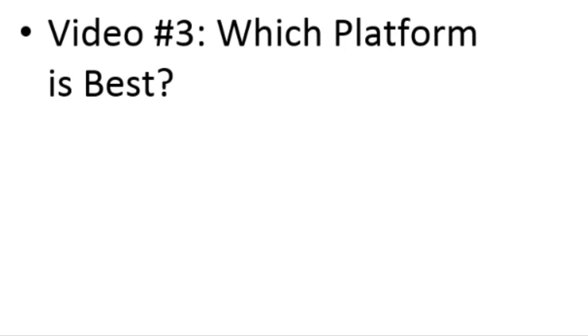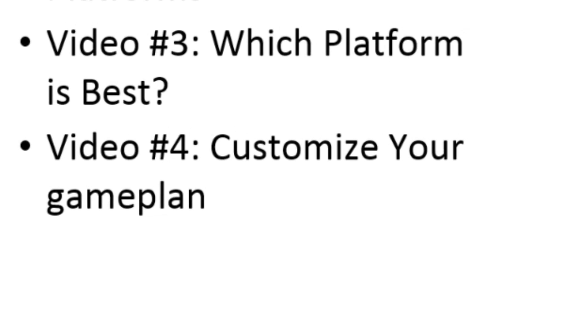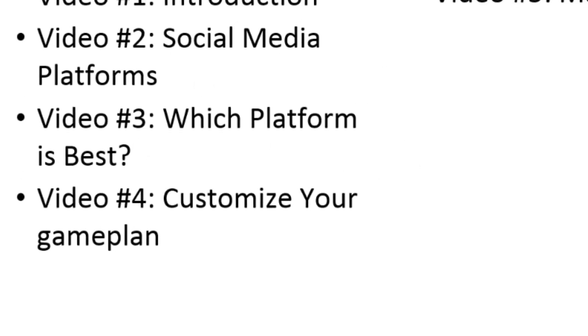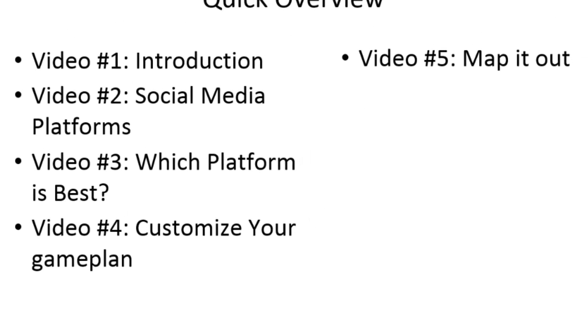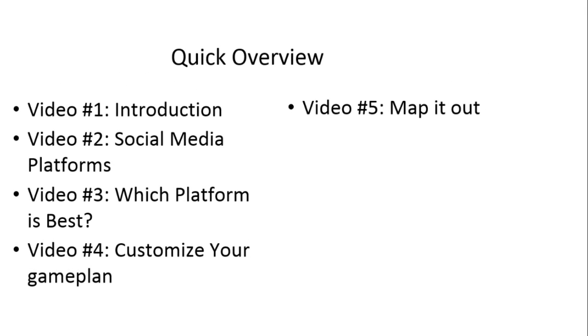So what we're trying to do here is to help you gauge where to best spend your time. So that way you don't waste time, you spend it on what is actually going to make you profits. So video number 4, we'll take all that information and show you how to customize your game plan. Once you've customized it, then in video number 5, we'll talk about how you can map it out. So what we're going to do in that video is to visualize by mapping it out so that you can see, okay, what you need to do in order to automate the process.